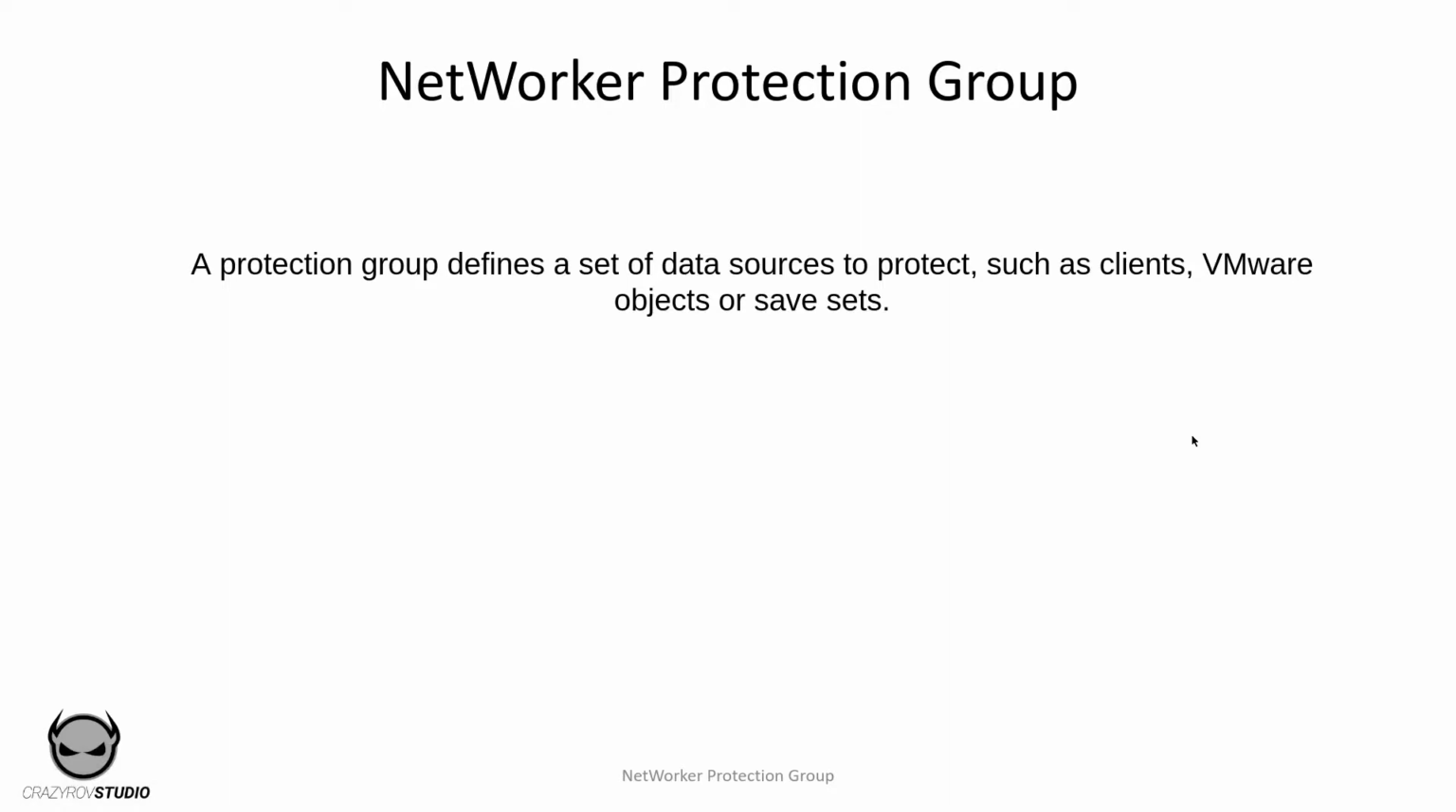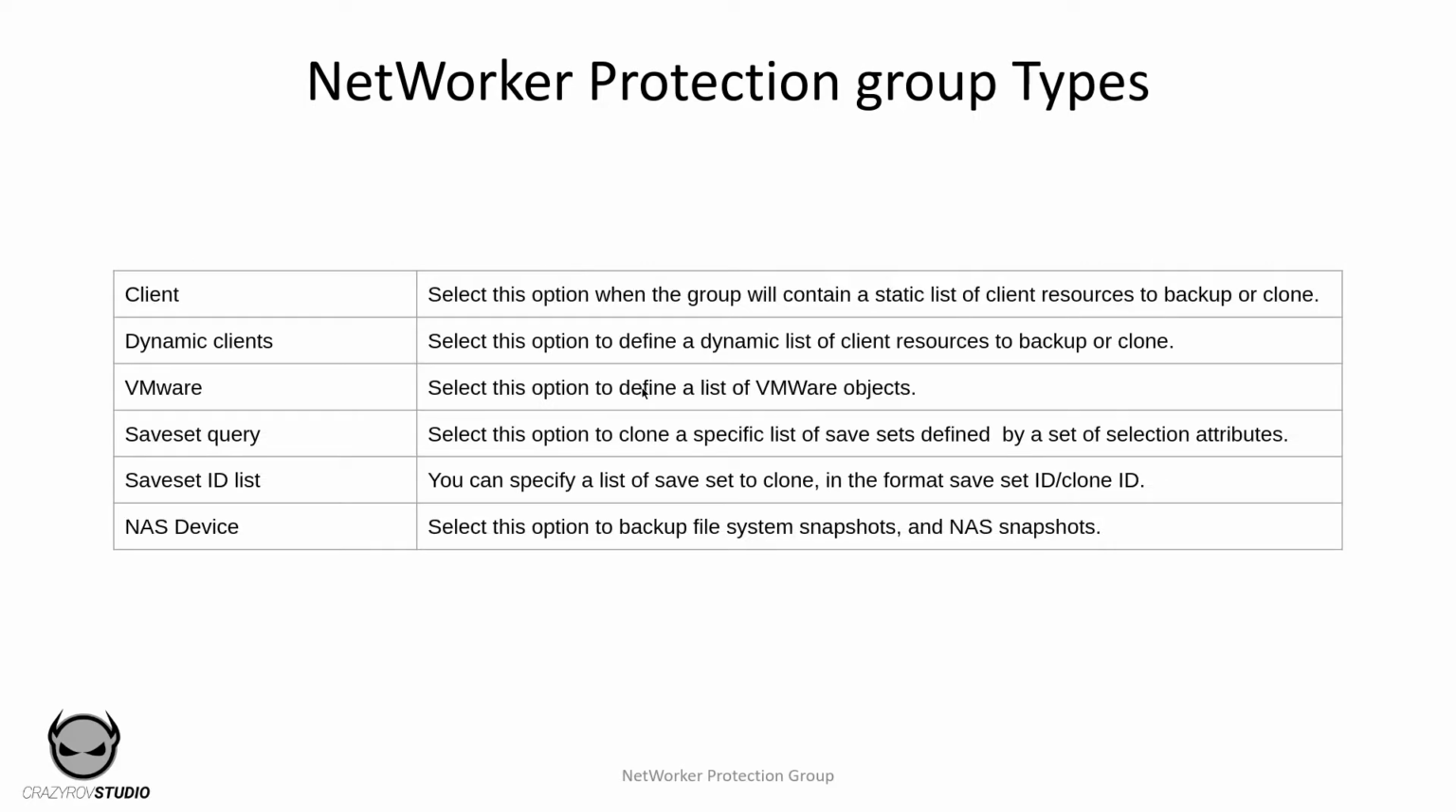So protection groups define a set of data sources to protect, such as client, VMware objects, or save sets. As mentioned in the definition, a protection group is used to group together assets that you want to back up. Depending on the assets or the data that you want to protect, we have four main types of groups, of which two have a static and dynamic subtype, but all are listed here in the list.